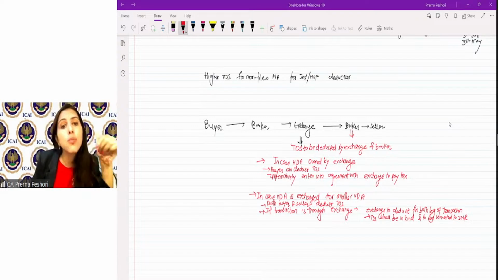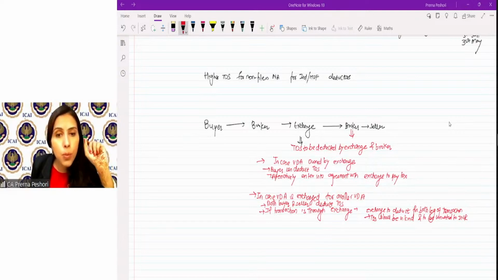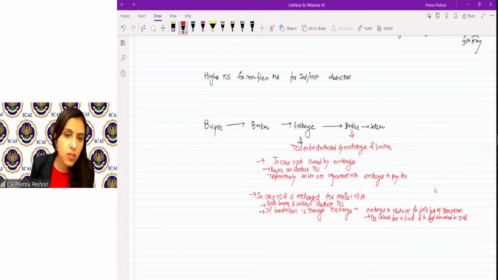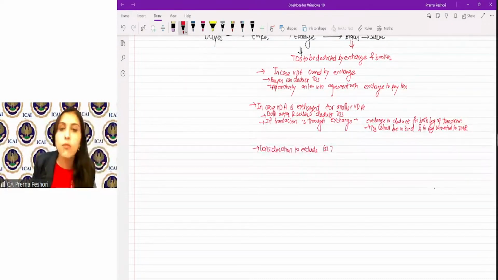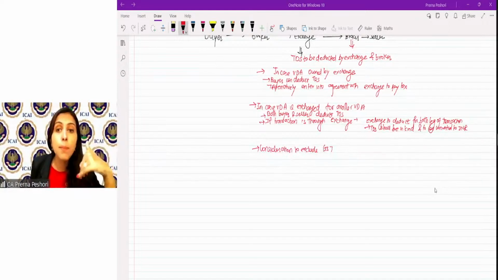Now, whether the consideration which is paid will include GST. It is clarified that the TDS is required to be withheld on the net consideration after excluding GST. So consideration will not include GST. For the TDS purpose, consideration will exclude the GST. Are we clear?